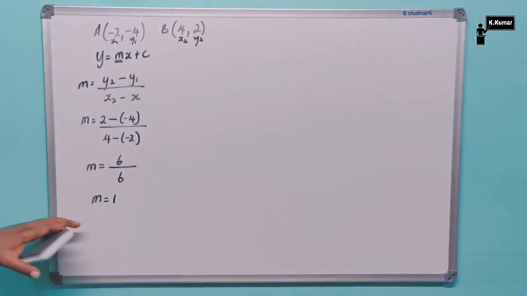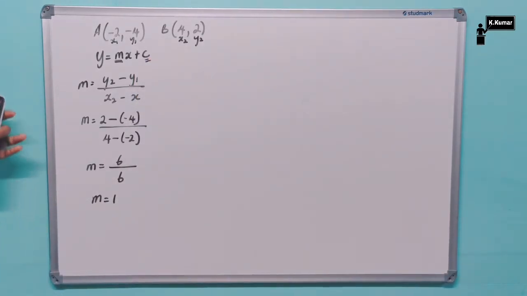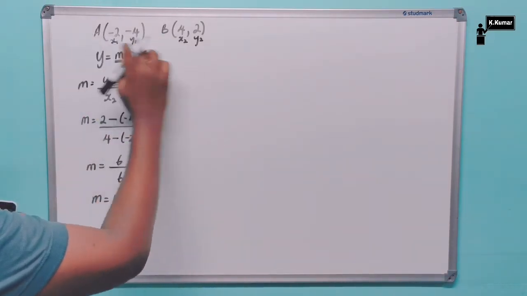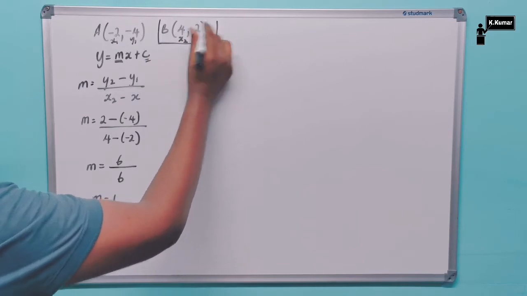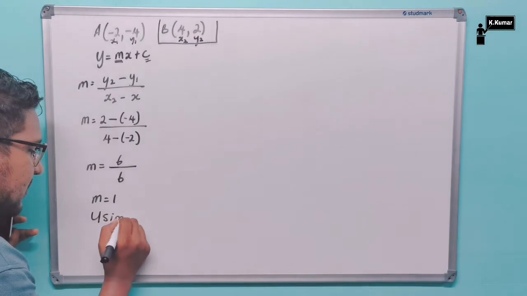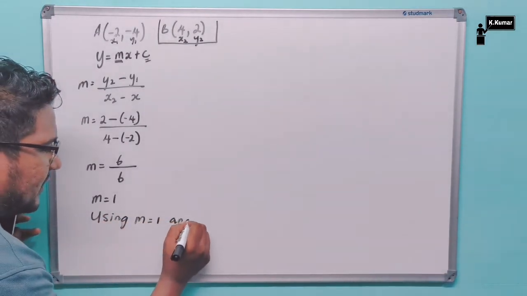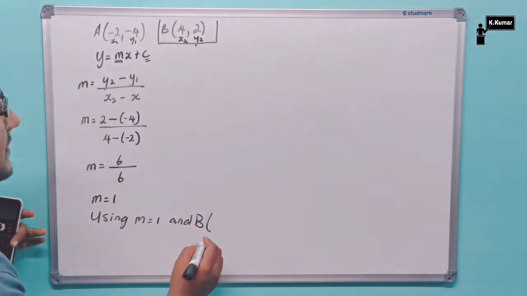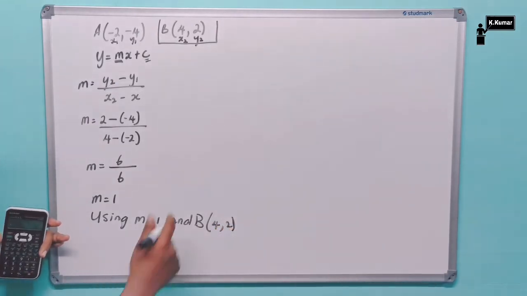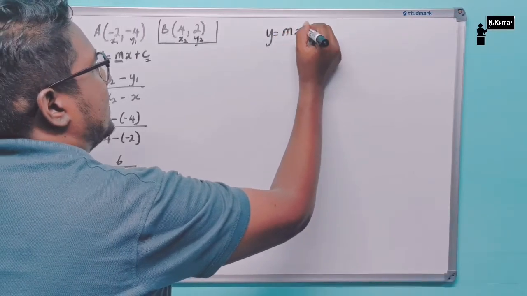So we found M. The next thing we have to go and find is C. Now in order to find C, we have to use M and either one of these points. So I'm going to use B because we have 2 positive numbers. So using M equals 1 and the point B (4, 2), we're now going to find the value of C. So let's go up here. You have y equals mx plus c.